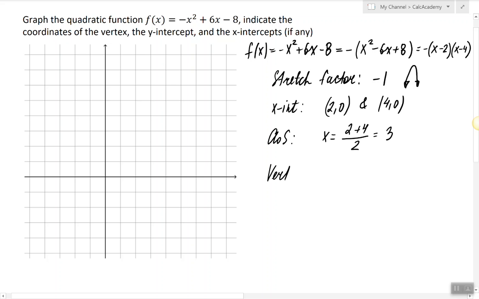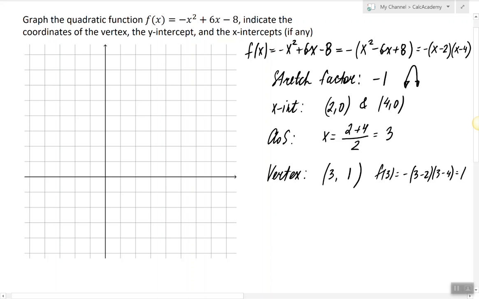And now once we know the axis of symmetry, we know where the vertex is. And to find the y value of the vertex, we just evaluate the function at 3. So 3 minus 2 is 1, 3 minus 4 is -1, and 1 times -1 times the negative is 1. So the vertex is at (3, 1).